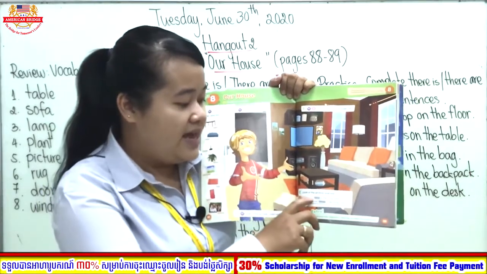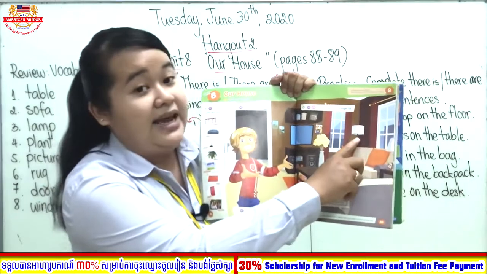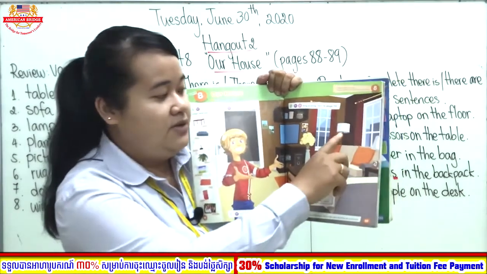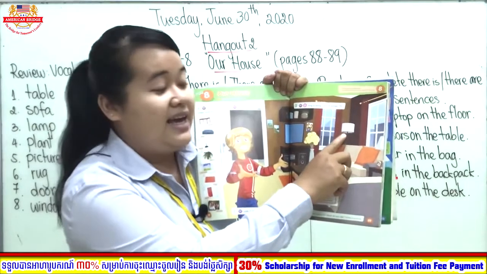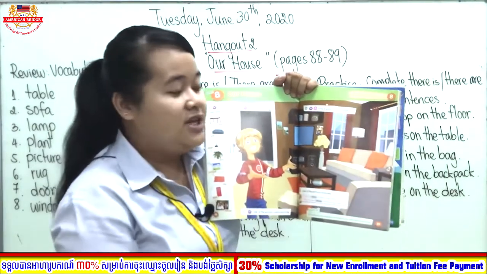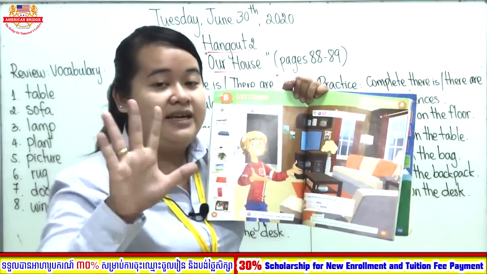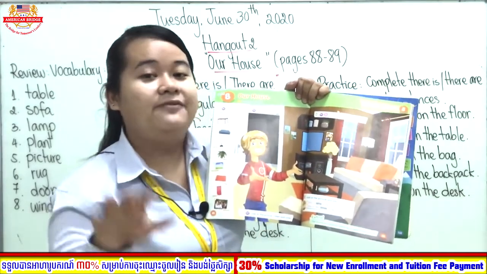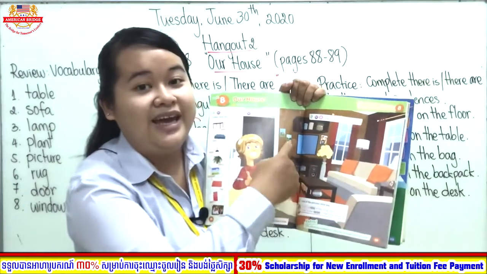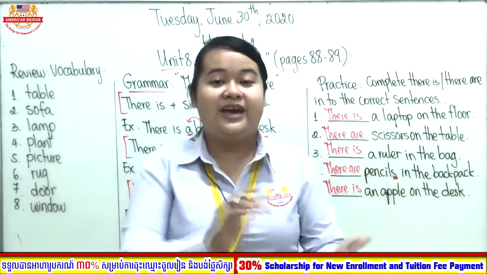For example, there is a lamp in the living room. So here is a lamp, right? Okay, so how many lamps? Only one. So that's why we use there is. So there is a lamp in the living room. Teacher wants you to make 5 sentences with there is and 5 sentences with there are that relate to our picture here, okay? When finished, please take a photo and send it to teacher.